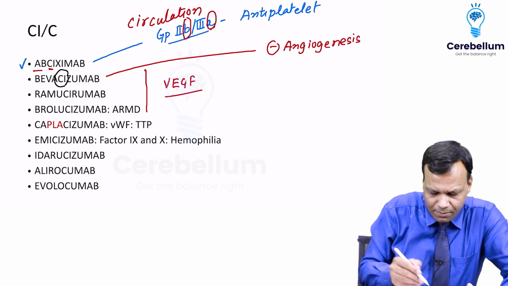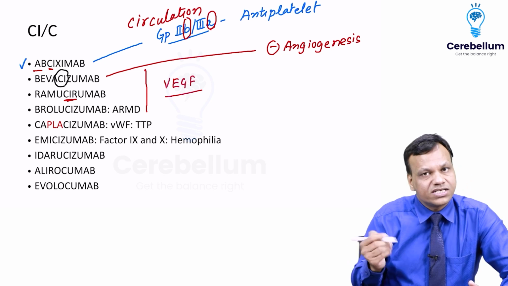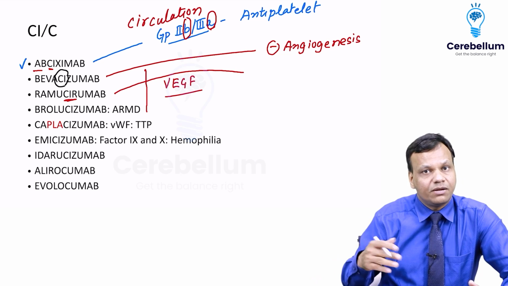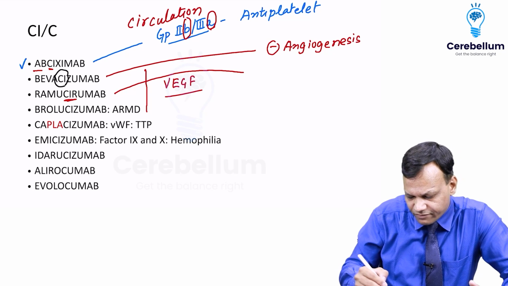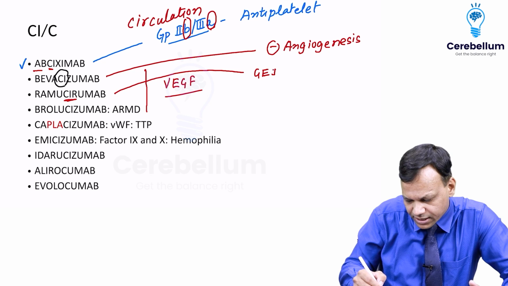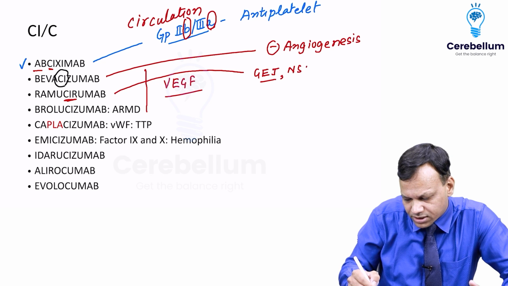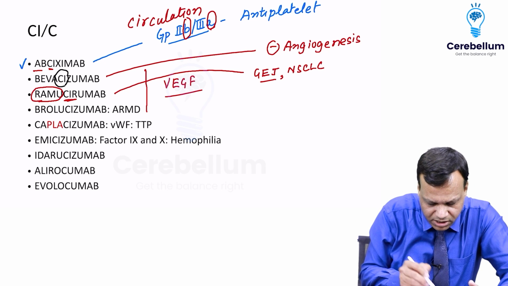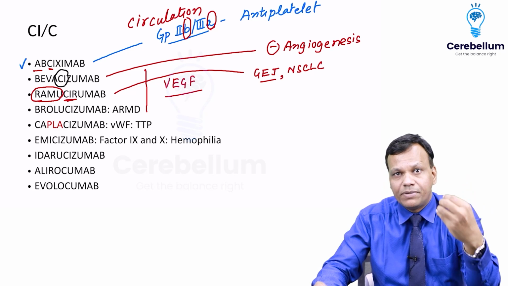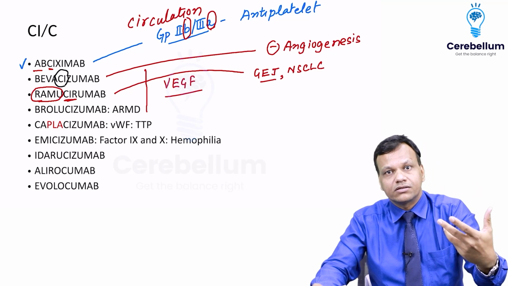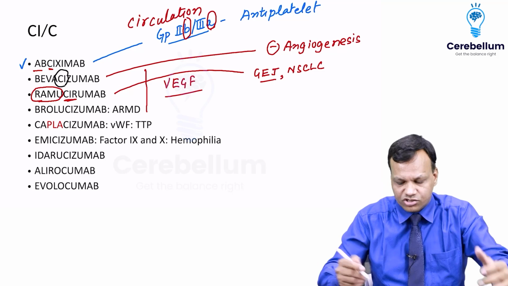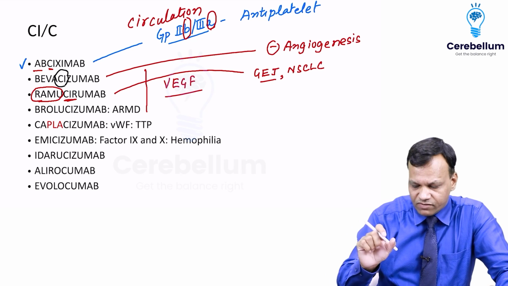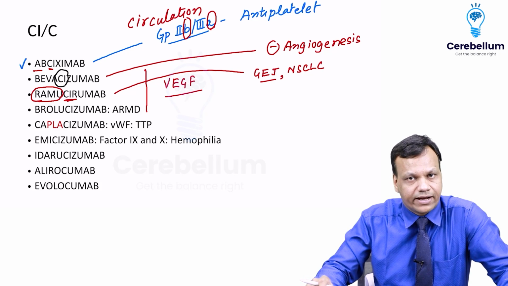Then ramucirumab, again CI means circulation, CIR you can say circulation. It is against VEGF. So ramucirumab is again anti-cancer, inhibit the metastasis. It is used mainly for gastroesophageal junction cancer and also for non-small cell lung cancer. Okay? So you can remember Ramu was a worker who has habit of drinking and smoking. So because of drinking, he got the problem in the gastroesophageal junction, and because of smoking, he got the lung cancer. So for Ramu, we have gastroesophageal junction cancer and non-small cell lung cancer.